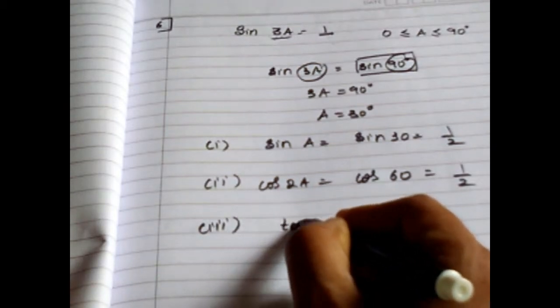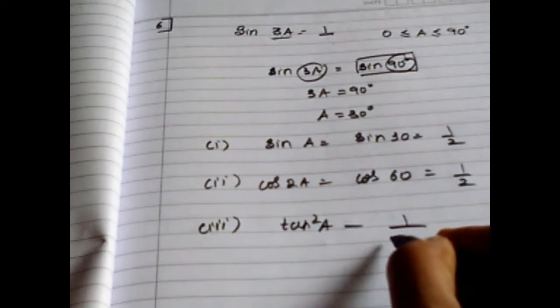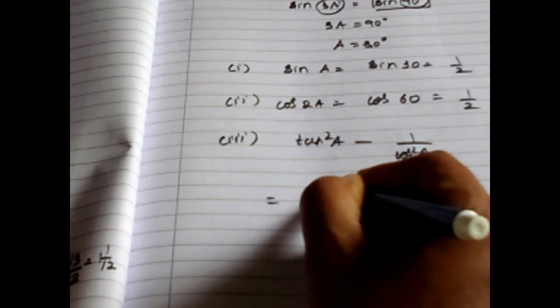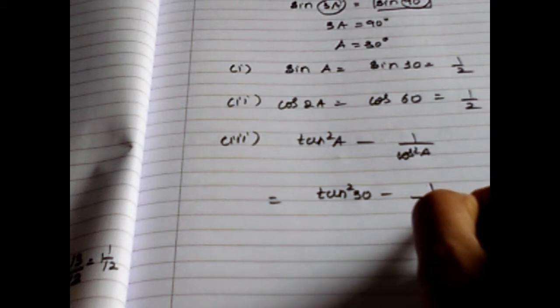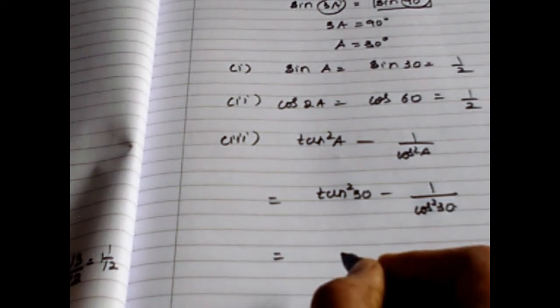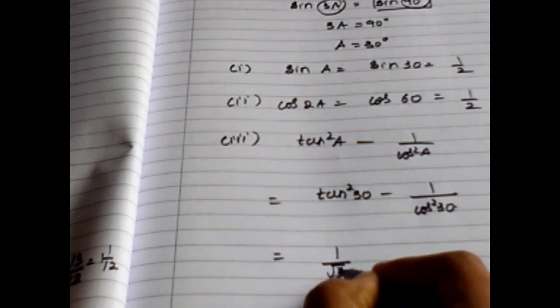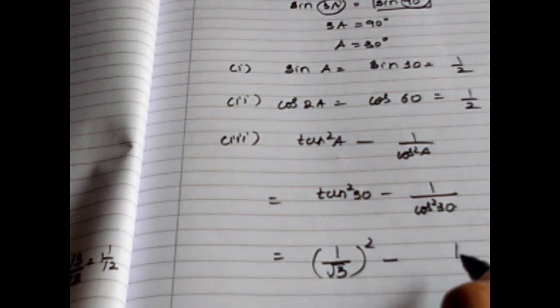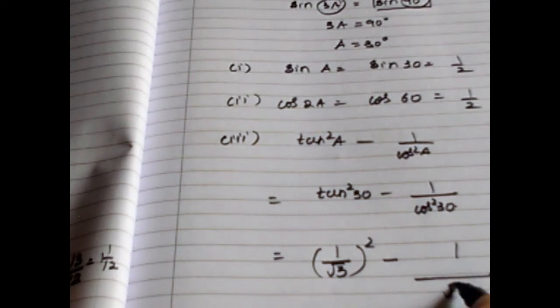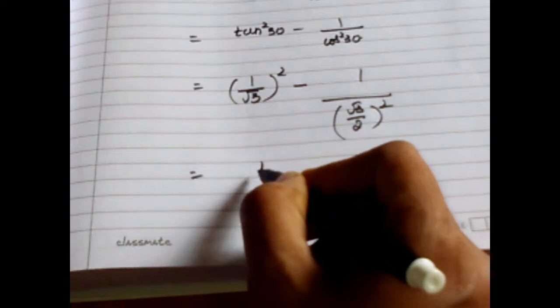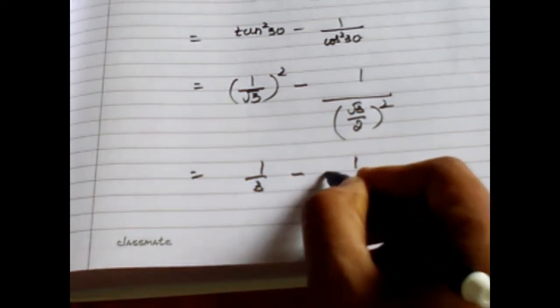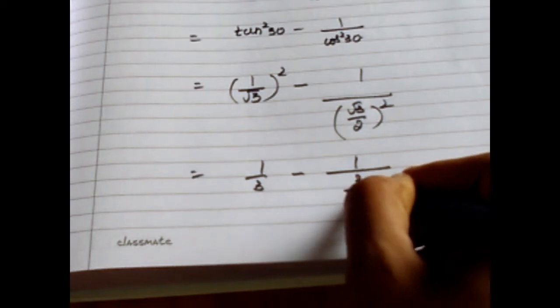Sub question 3 is tan square A minus 1 by cos square A. So we know that value of A is 30. Substitute it. So tan square 30 minus 1 by cos square 30. So what is the value of tan 30? Tan 30 is 1 by root 3, whole square, minus 1 by cos 30, which is root 3 by 2, whole square. So try to simplify by taking its reciprocal. So (1 by root 3) whole square is 1 by 3 minus 1 by (root 3 by 2) whole square, which is 4 by 3.